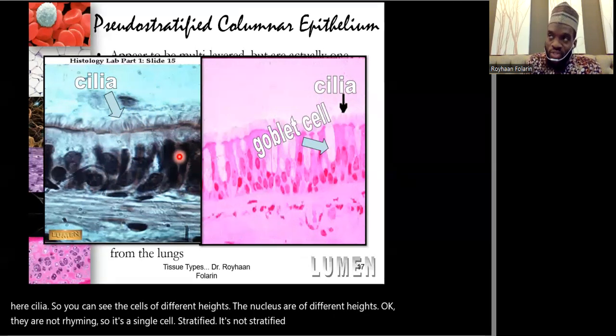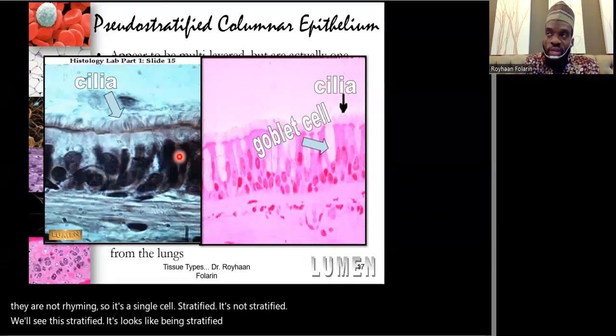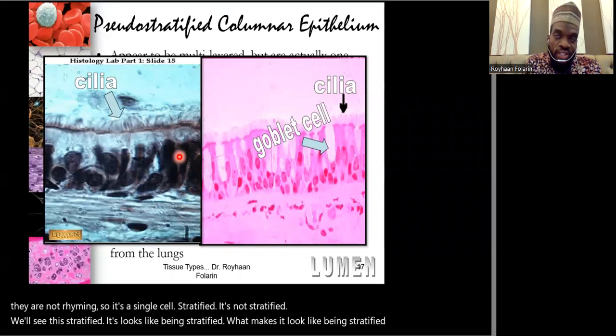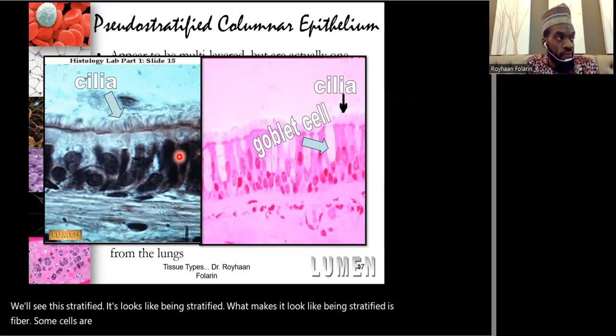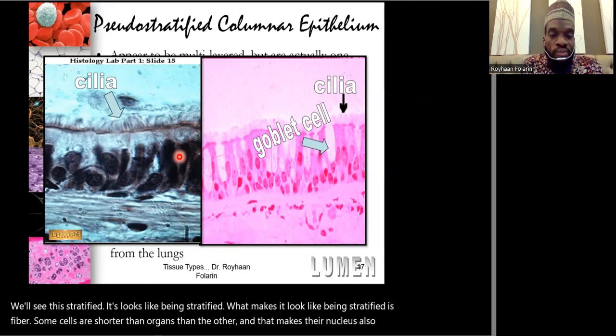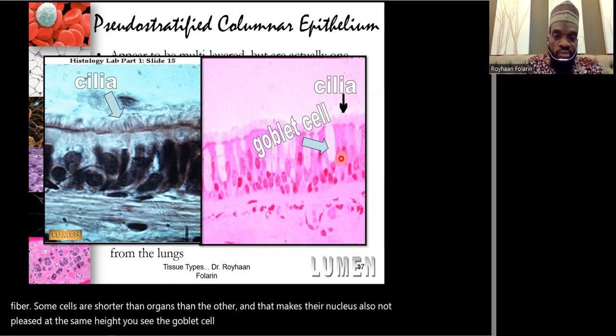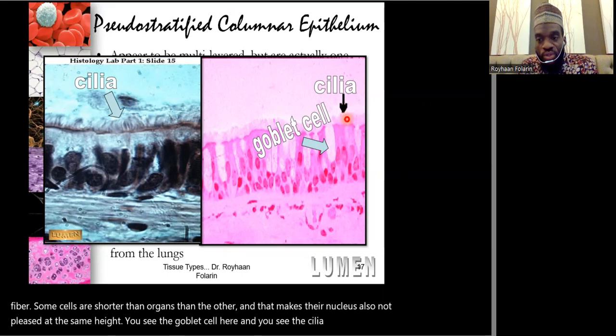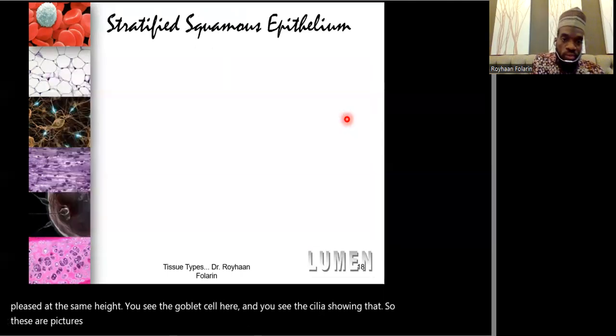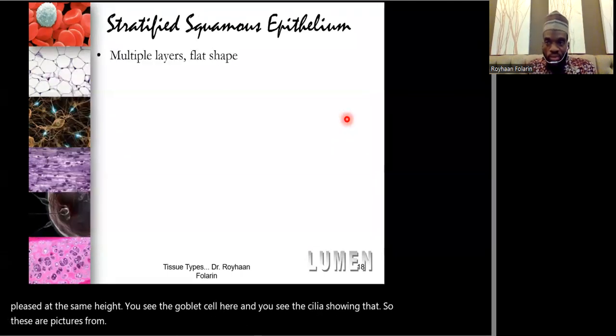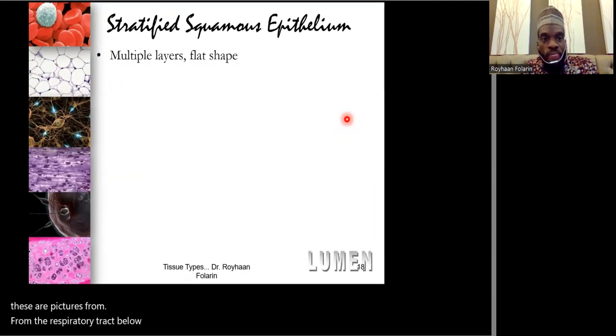It looks like it is stratified. What makes it look stratified is the fact that some cells are shorter than others, and that makes their nuclei also not placed at the same height. You see the goblet cell here, and you see the cilia showing there. These are pictures from the respiratory tract, lung tissue, and others.